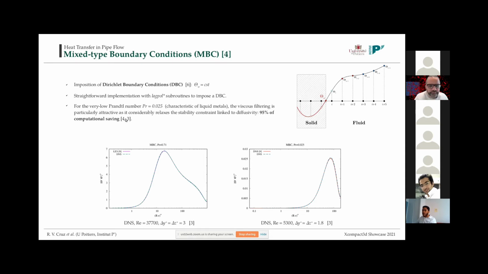And I would like just to highlight that the saving of 95% that I just mentioned was obtained for one of the simulations that we performed in this configuration. It is this one here. I show here some temperature fluctuations for this case for a Prandtl number of 0.025, which is characteristic of liquid metals. In these conditions, the stability constraint linked to diffusivity is really restrictive. And for us, it was really a miraculous saving to perform the simulation and to develop this technique at the right and the good moment.